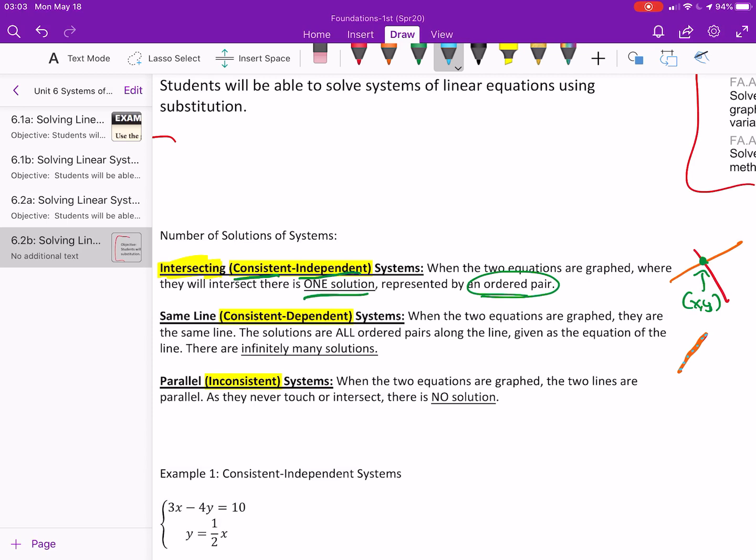Okay? And so our last system is a parallel system, and so I would have my two lines that are parallel. And remember, to have solutions, right, they have to touch somewhere, but parallel lines will never touch. Hence why they have no solution, because they never touch. And so we're going to look at three examples here today. Again, reviewing what we talked about the Friday before on solving by substitution and reinforcing these 3 points of how we see the number of solutions come out in these problems.